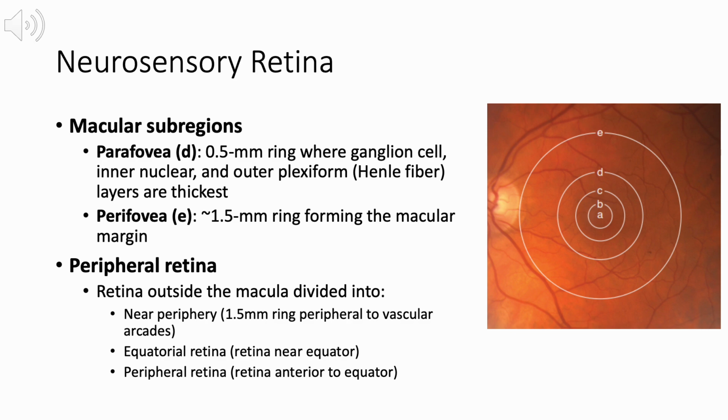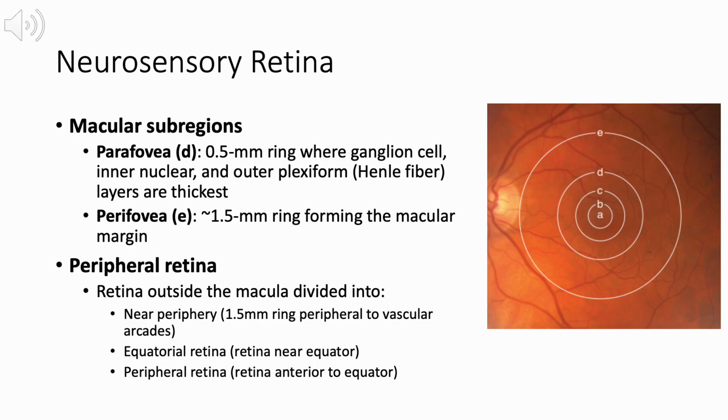Surrounding the parafovea is the perifovea, labeled as region E, which forms an approximately 1.5 millimeter ring and defines the outer margin of the macula. Together, the parafoveal and perifoveal regions contribute to the layered structural organization of the macula as it transitions toward the peripheral retina. Beyond the macula lies the peripheral retina.